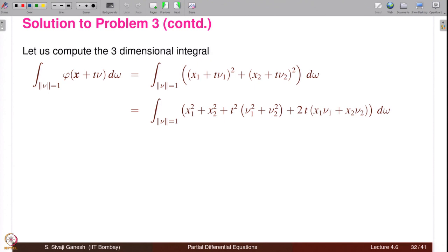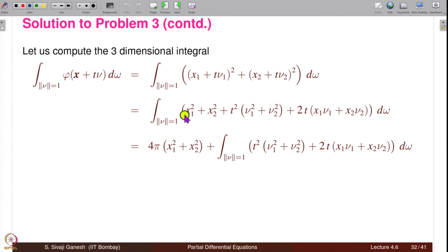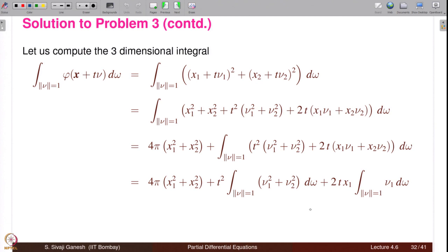Let us see how this term splits. As I mentioned earlier, this comes out as a constant times the surface area of this, which is 4 pi. This is done. The second term and third term are still kept together one at a time. Now, we have separated them into 2 terms, in fact 3 terms, 2t times x1 nu1 is here, x2 nu2 is here.